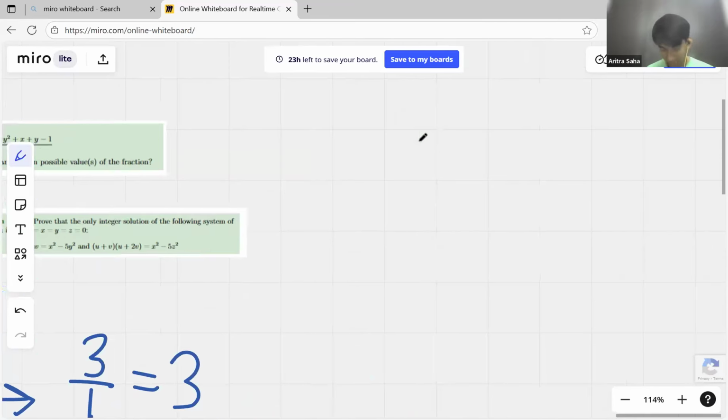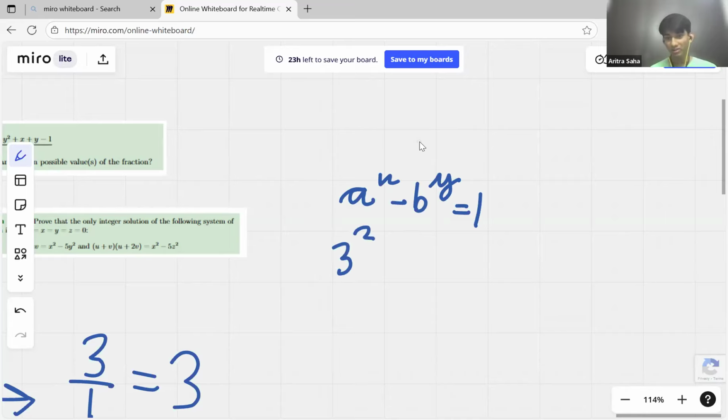And I will mention just another thing. There is another conjecture which, disclaimer, don't use it in RMO. A to the power x minus B to the power y. If this is 1, like if two perfect powers x and y are distant by 1, then there is only one solution, which is 3 squared minus 2 cubed is 1. There is no other solution. This is also called the Catalan conjecture or Mihailescu's conjecture, I think.